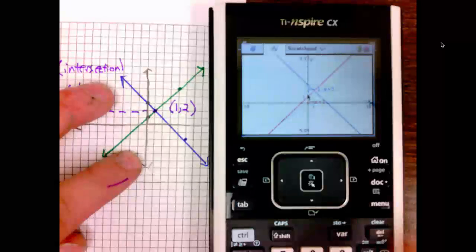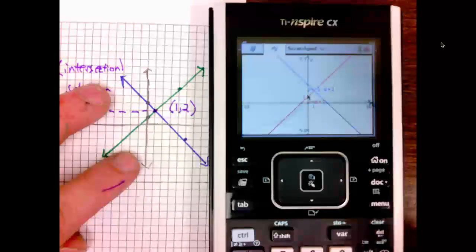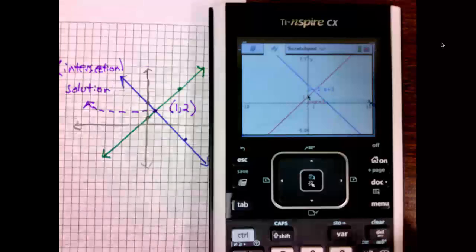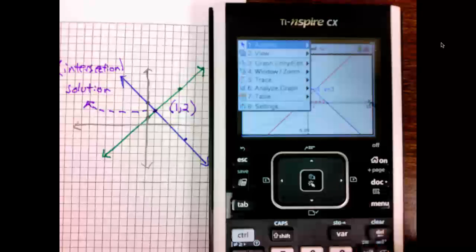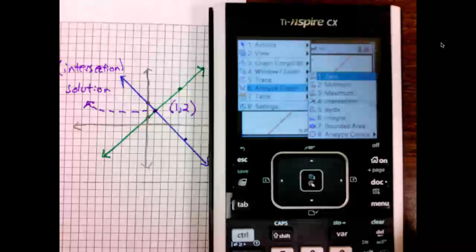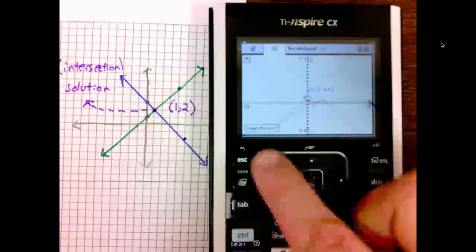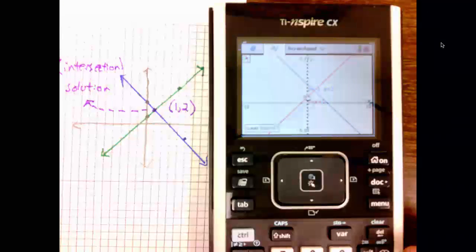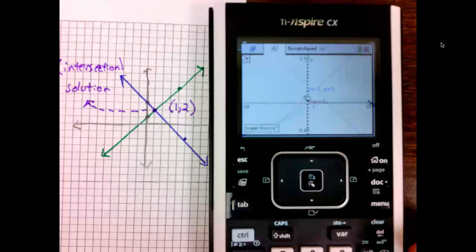Now we can see we have exactly the same situation. Here we graphed by hand, here the calculator's graphing it. Now we want to find this point of intersection. Well, we can go menu, then 6 for analyze, and then 4 for intersection. It says lower bound. We want to move the dashed line to the left of our point of intersection. It's currently in a good location.